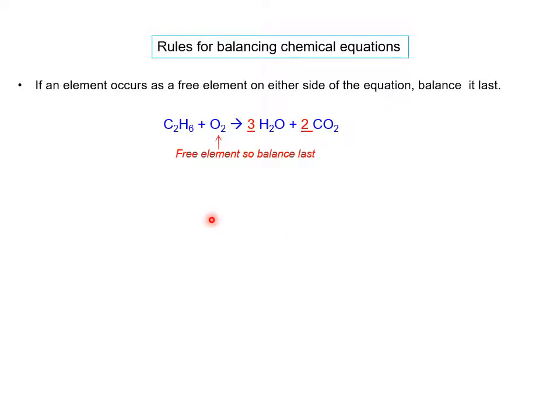If an element is a free element, on either side of the equation, we balance it last. Here in this equation, the oxygen is a free element. A free element is an element that is not in a compound. It occurs all by itself. It's just one type of an element. The reason we balance it last is because once we're ready to balance that, it's not going to affect any of our other elements. So when I balance the oxygen, it's not going to affect the carbon or the hydrogen.